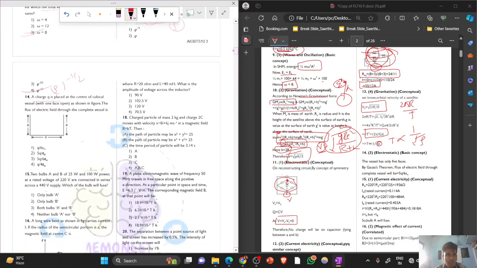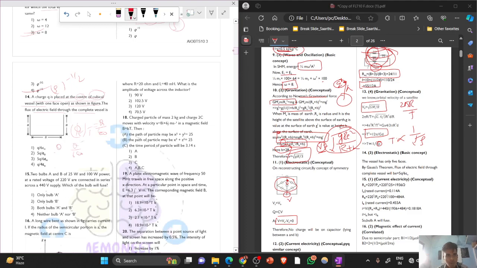Now moving ahead, a charge Q is placed at the center of a cubical vessel, with one face open. What is the electric flux through the vessel? You know the total flux will be simply Q by epsilon naught, and from one surface it is Q by 6 epsilon naught.